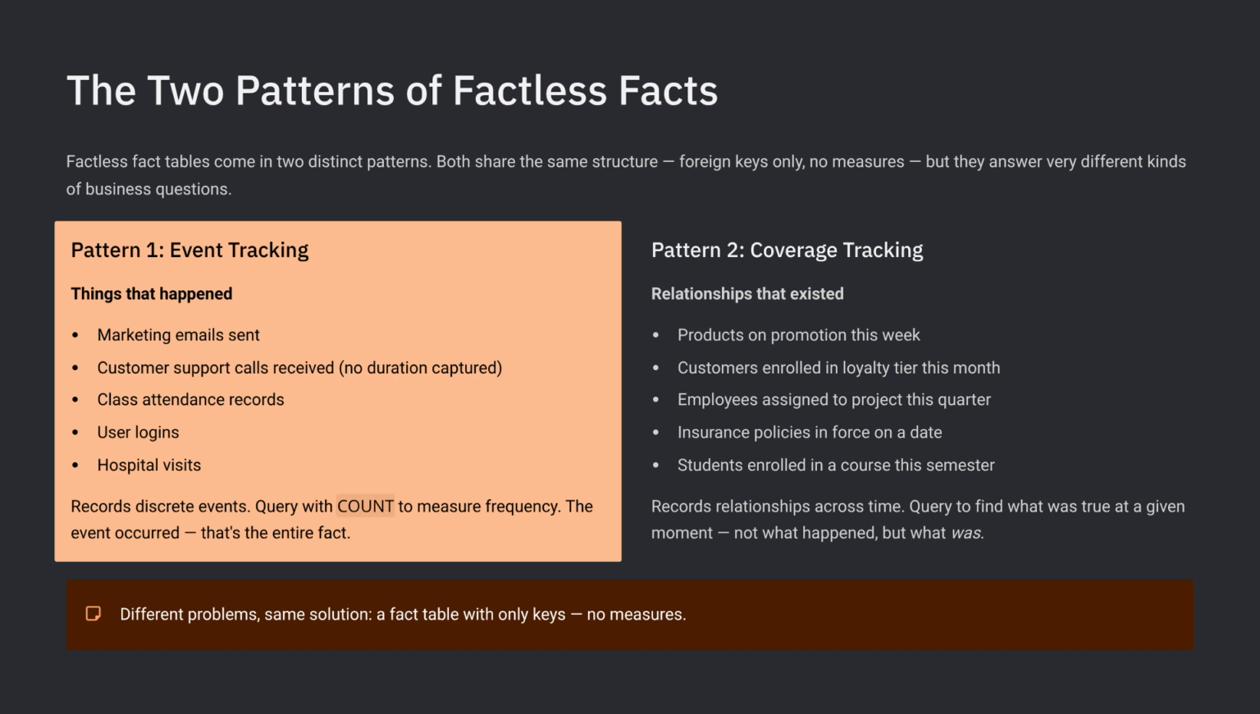Coverage factless facts behave differently from event factless facts. The rows often have a validity period, like a start date and end date, or they're tied to a specific interval, like a week or month. The pattern is more like a snapshot than a transaction. You're capturing what was true. Both patterns share the same surface structure, foreign keys only, no measures, but they answer very different kinds of business questions, and you choose between them based on whether you're tracking discrete events or ongoing relationships.